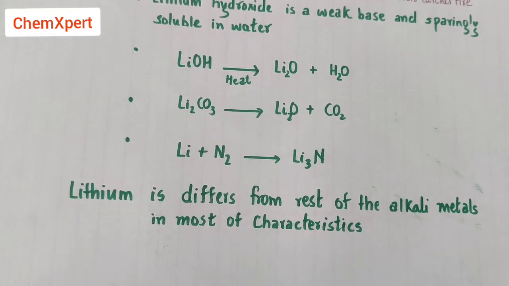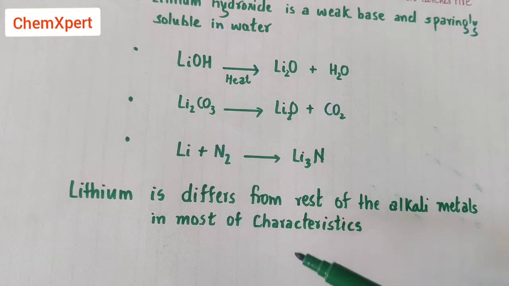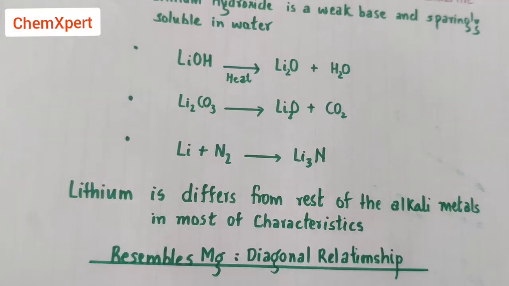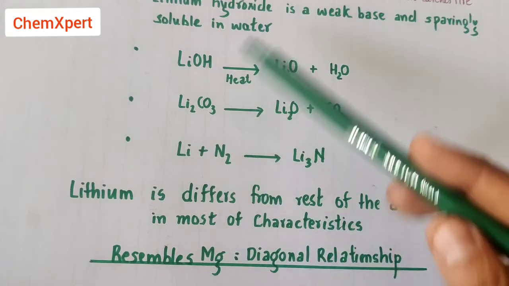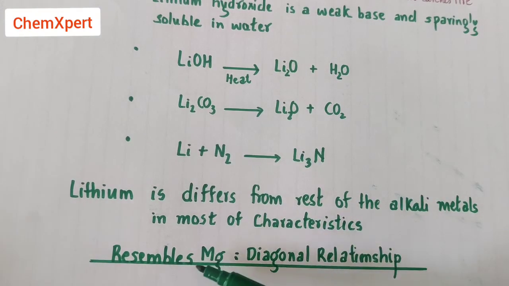So in the end we can say that lithium differs from the rest of the alkali metals in most of its characteristics, but it is part of the group because of its electronic configuration. But in fact it resembles magnesium, the second member of the alkaline earth metals, as it is present diagonally to magnesium. That type of relationship is known as a diagonal relationship. Most properties are similar to those of magnesium, and because of these similar properties, the relationship between lithium and magnesium is known as a diagonal relationship.